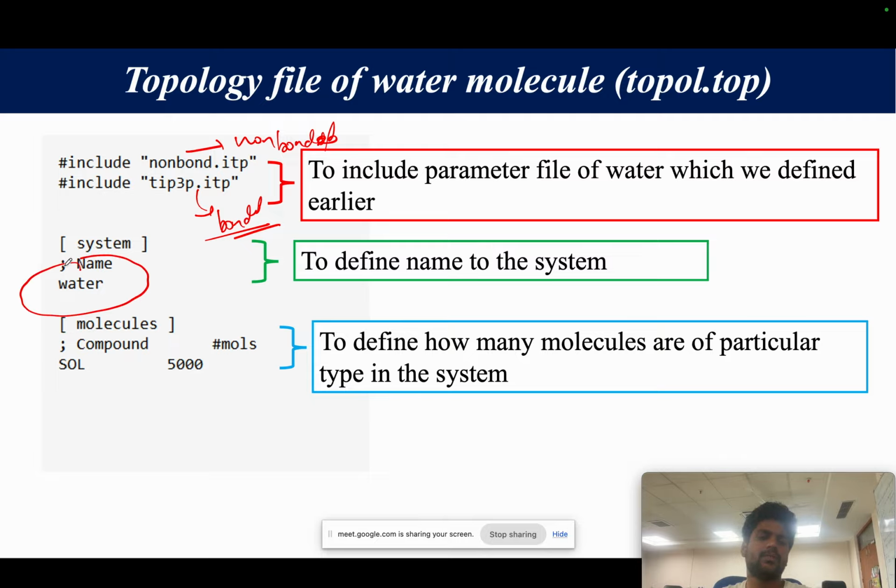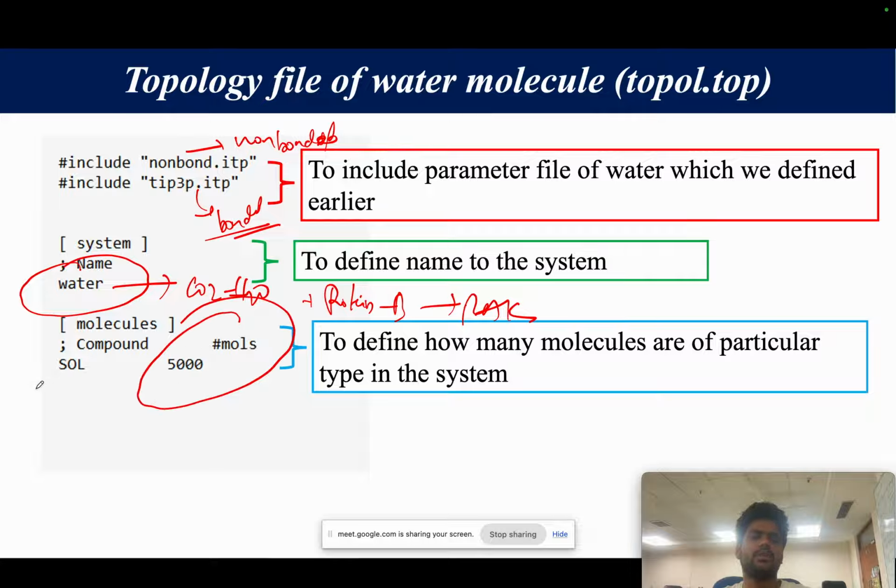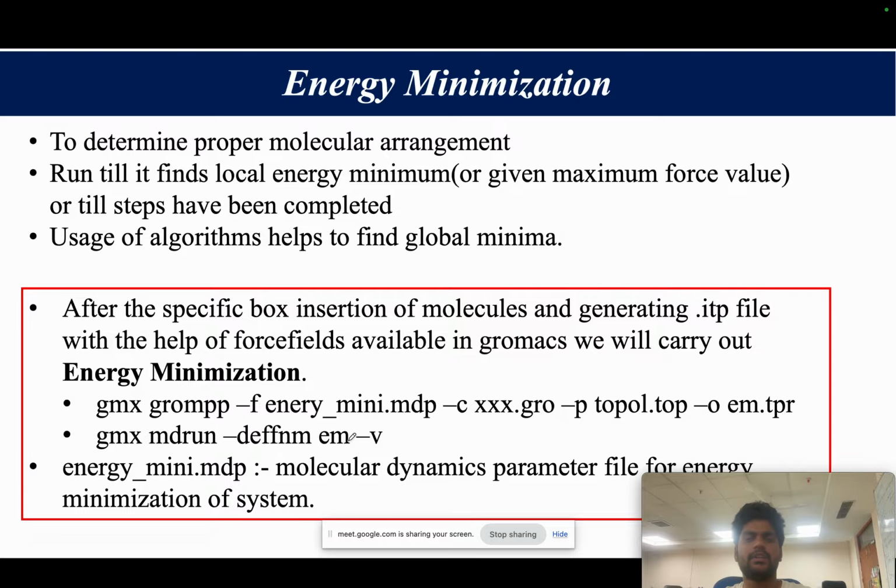And then system, I'm just having the water. You can change the name to, suppose, CO2 water. If you have the protein biomolecular system, or if you have the RAG pathway, you can write the RAG pathway and all the things. And here we are adding 500 molecules. So I have given the experiment for 500 molecules. This way you can define the topology file.